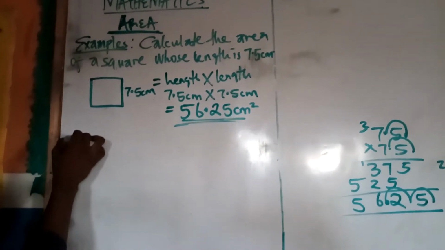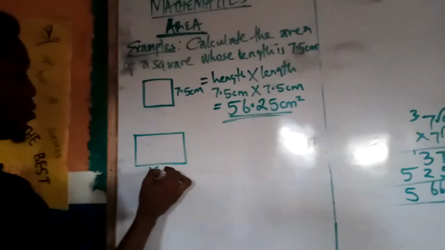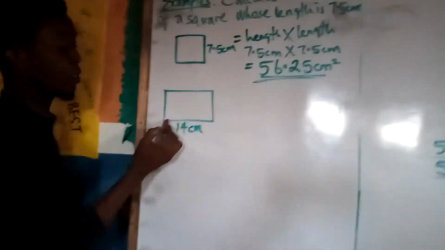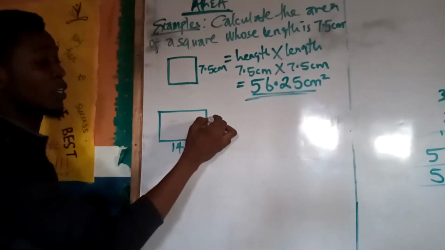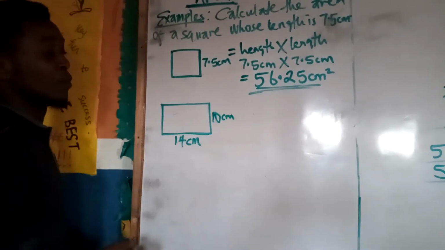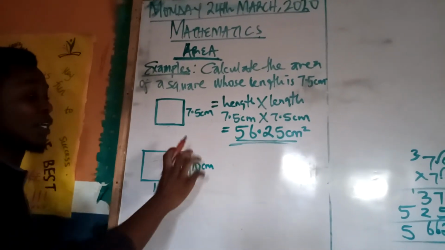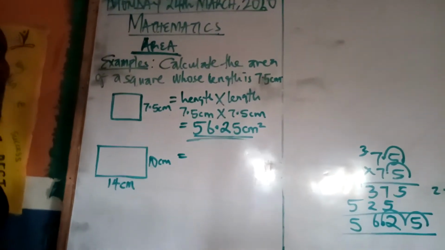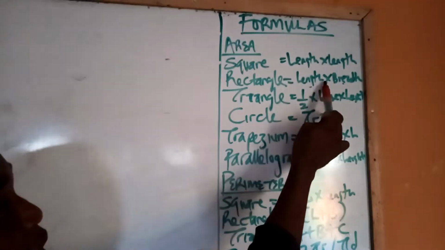Now let's calculate the area of a rectangle which has length 14 centimeters. The length of a shape is the longest part of a shape, while the breadth of a shape is the shortest part of the shape. Now calculate the area of a rectangle which has length 14 centimeters and breadth 10 centimeters. Now the formula for area of a rectangle is length times breadth. Is what? Length times breadth.